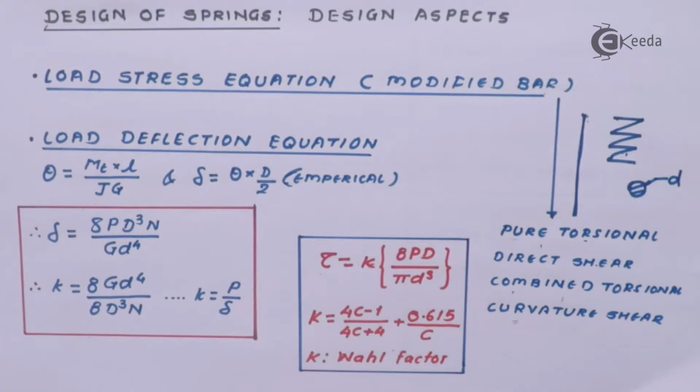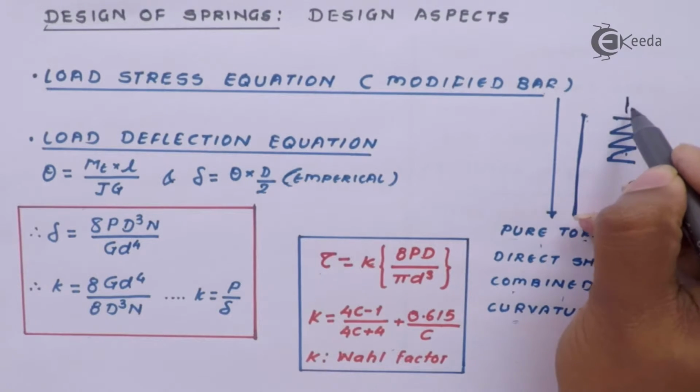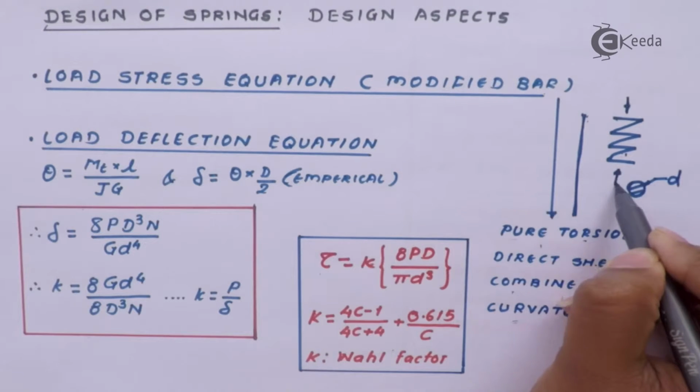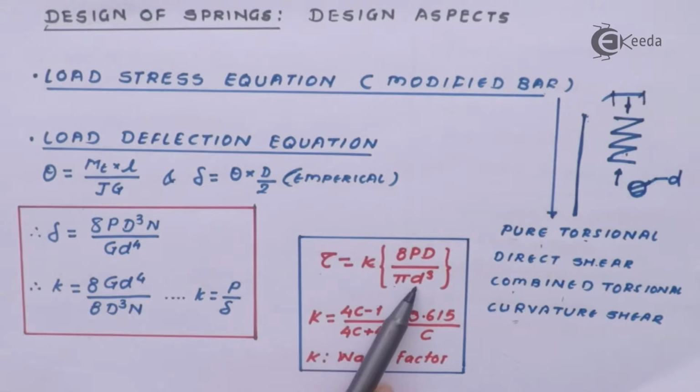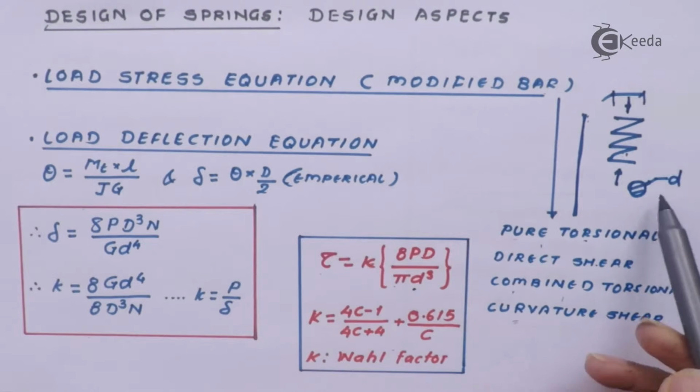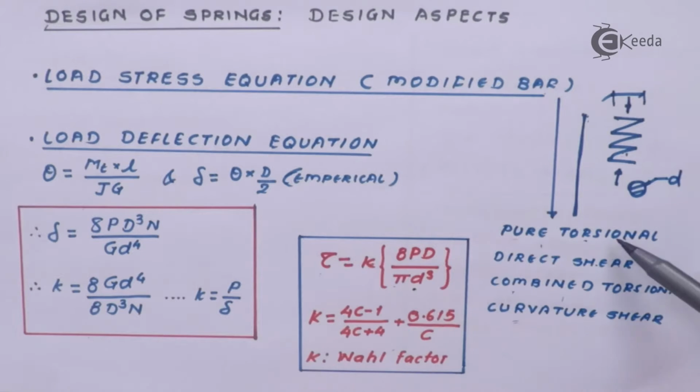This is a constant of proportionality, let's call it K for the time being, into 8. P is the maximum force acting on the spring. It can be a compressive force or a tensile force. D is the mean diameter of the spring and small d is the diameter of the wire. Using this formula, where all these forms of stresses are combined, we can do the design of the spring, where K is a constant of proportionality called Wahl's factor. Wahl's factor is given by this empirical relation. You can learn it by heart, or you will find this formula in the spring section of your PSG design data book.